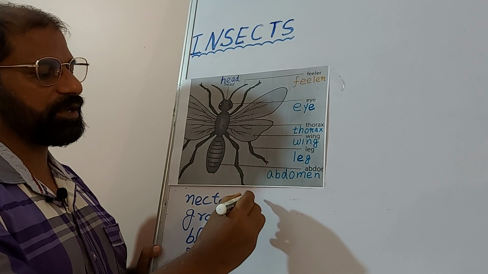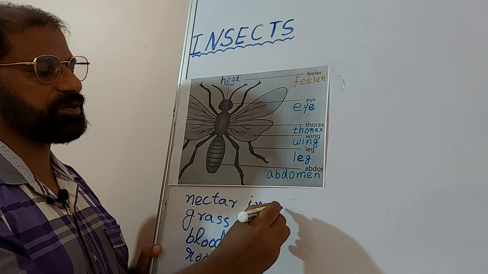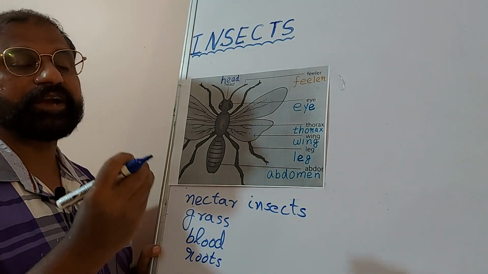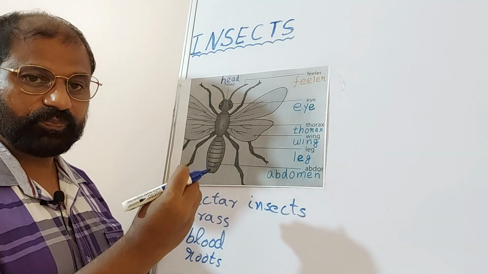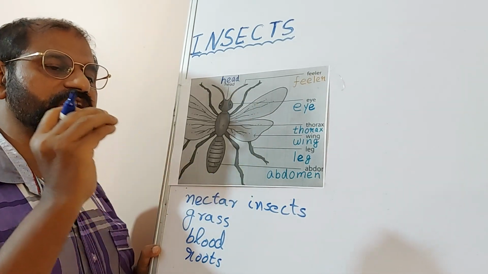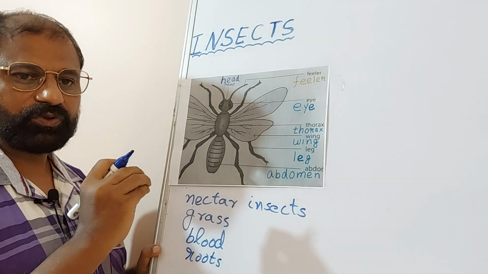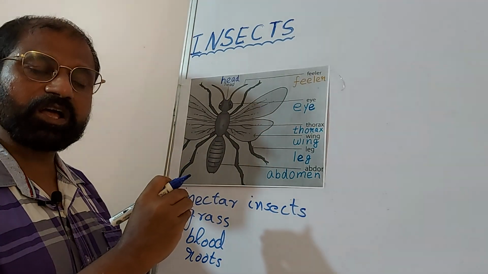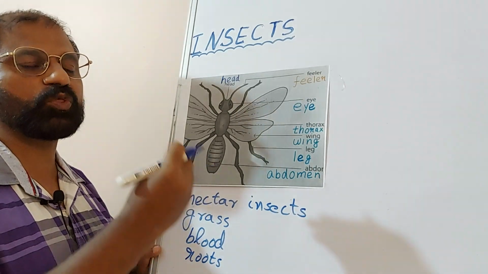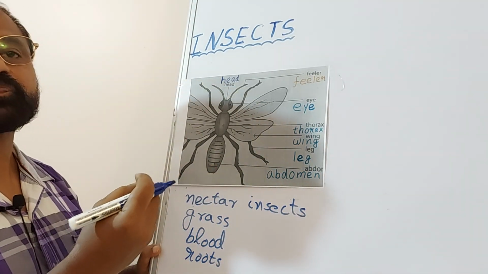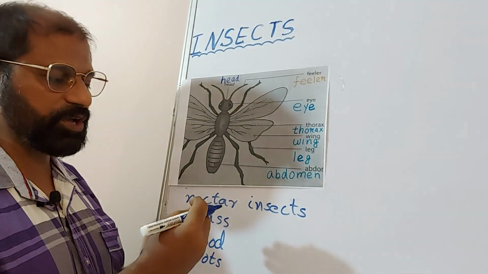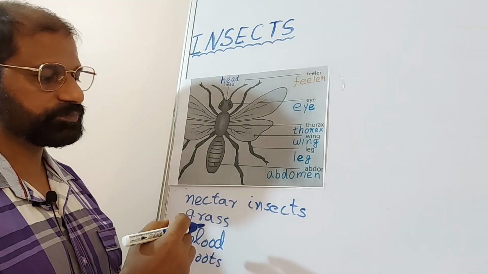Then there are other insects that eat the insects themselves, like dragonfly eats mosquitoes and ladybird eats the insects which eat away the leaves of the plants. So ladybird is known as the friend of farmers. Why? Because they eat away those pests which eat away the leaves of the plants. That's why ladybird is known as the friend of the farmers.